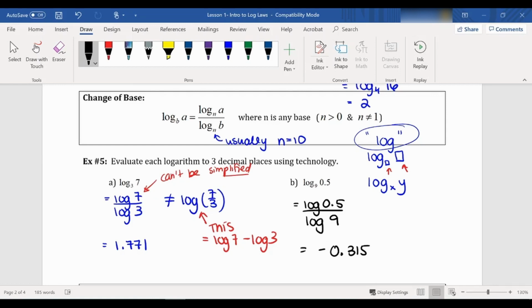Some of you, when you type in your log button, it'll do this. So you need to make sure you end the bracket before you divide, and then you do the next one, end the bracket, and then hit equals. So make sure you're comfortable with your calculator. Some of the phone ones are a little finicky, so if you are using a phone calculator, especially try some of these questions and make sure you know how to enter it in.